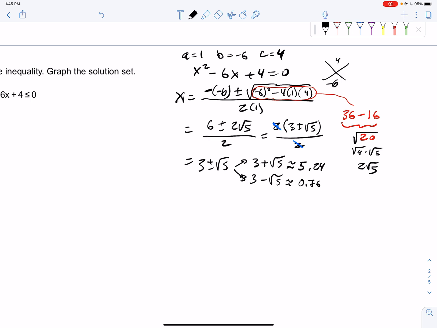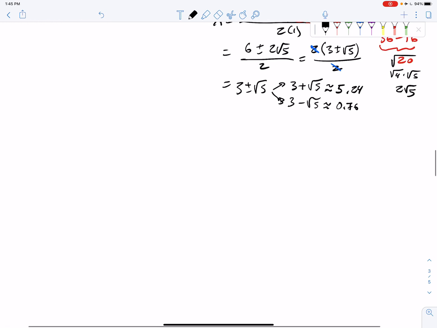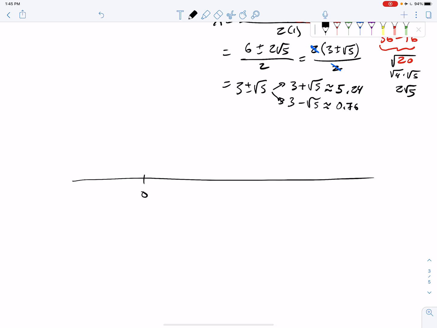Okay, so now we want to do our critical values, and that looks something like this. There's 0. So right here, we're going to call this 0.76. What's its exact name? Exact name is 3 minus root 5. And we also had this other value, which was approximately 5.24. What's its exact name? Well, its exact name is 3 plus root 5.